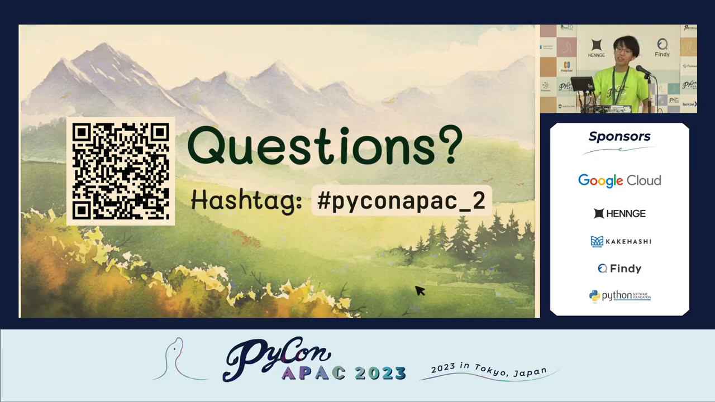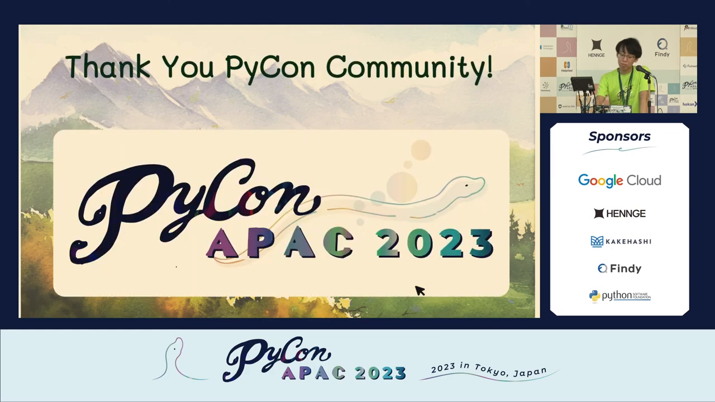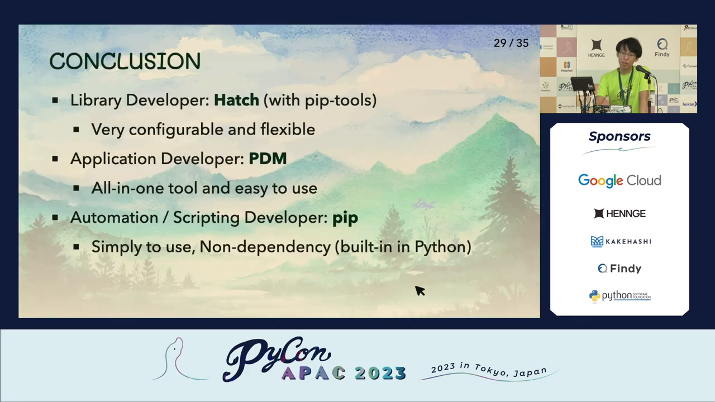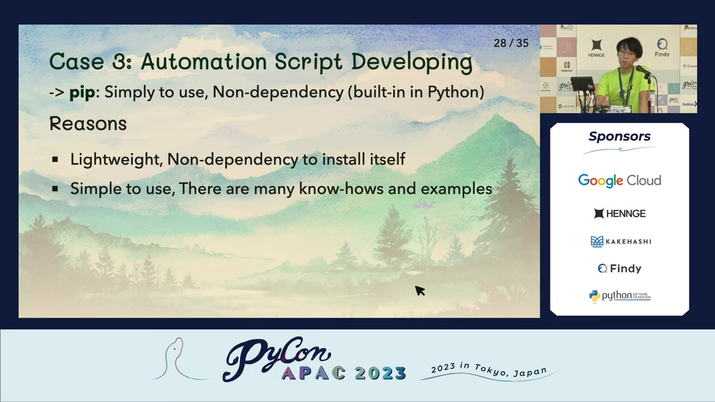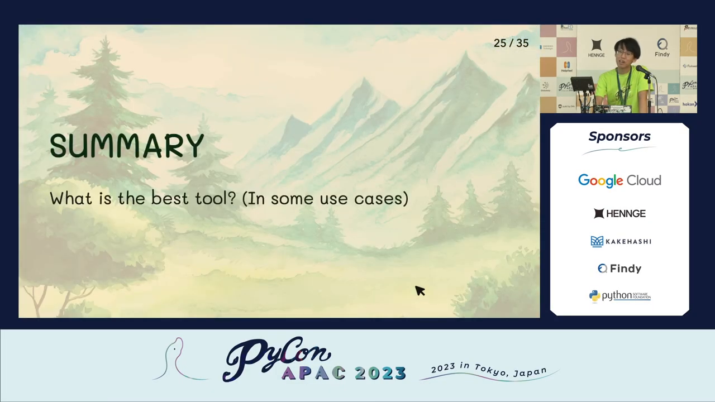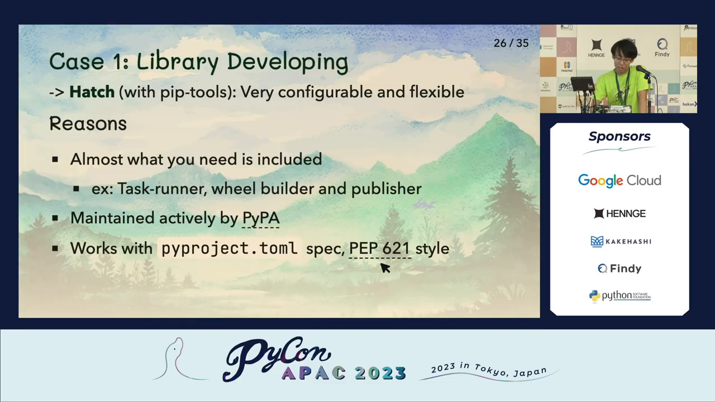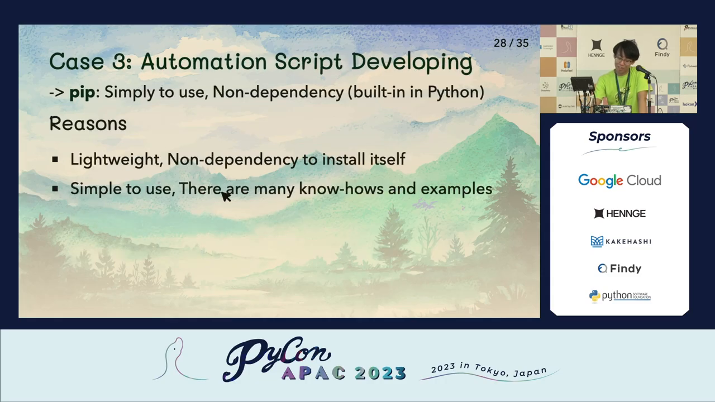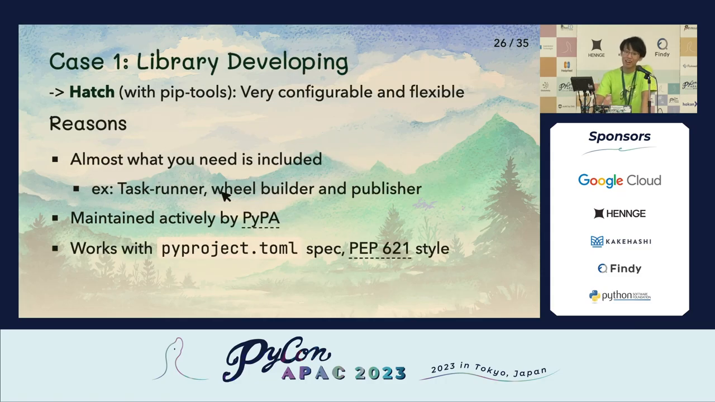With pip-tools, or pip with setuptools, you cannot easily upgrade a non-file-managed dependency. So I would recommend using pip-tools with pip-sync and pip-compile, which can be used with file-managed dependencies. So you recommend Hatch? Yes, I recommend Hatch, or Hatch with pip-tools. Okay, thank you.